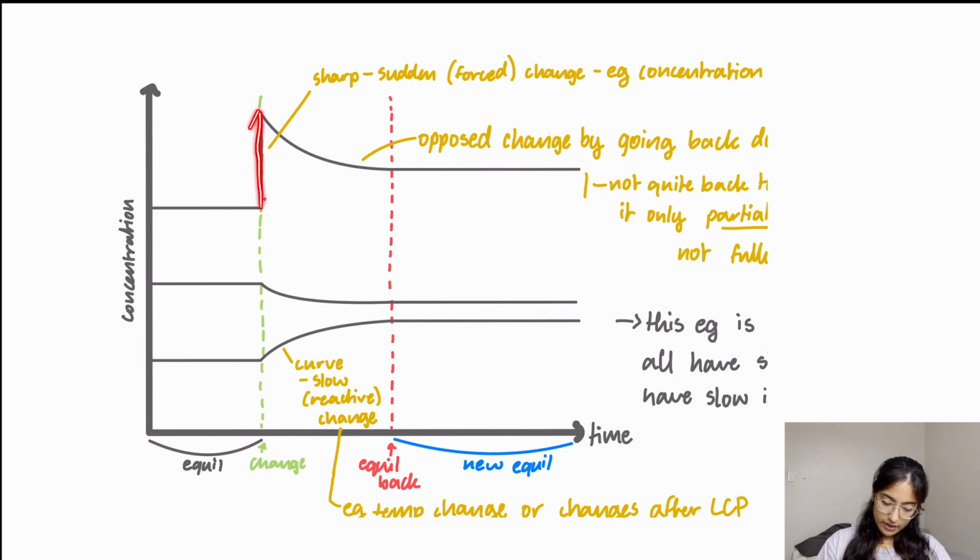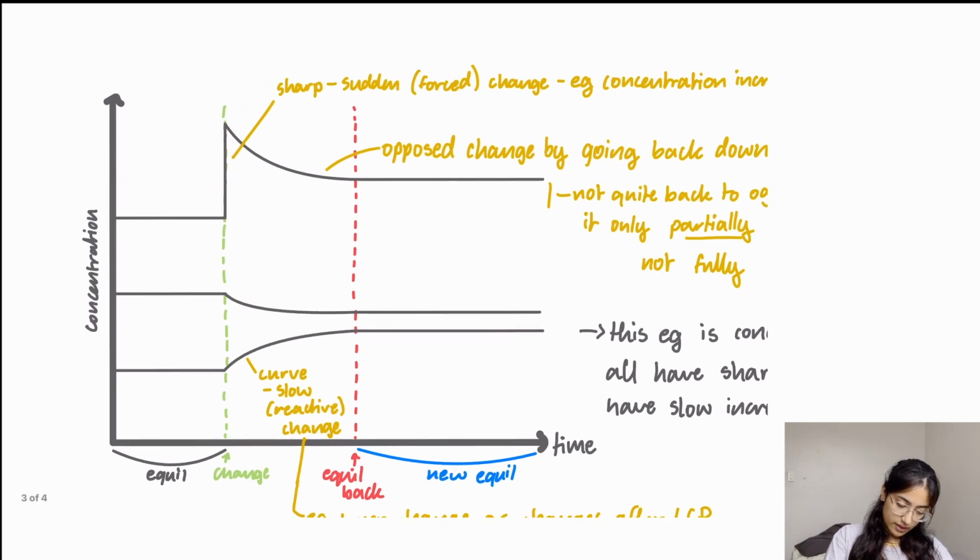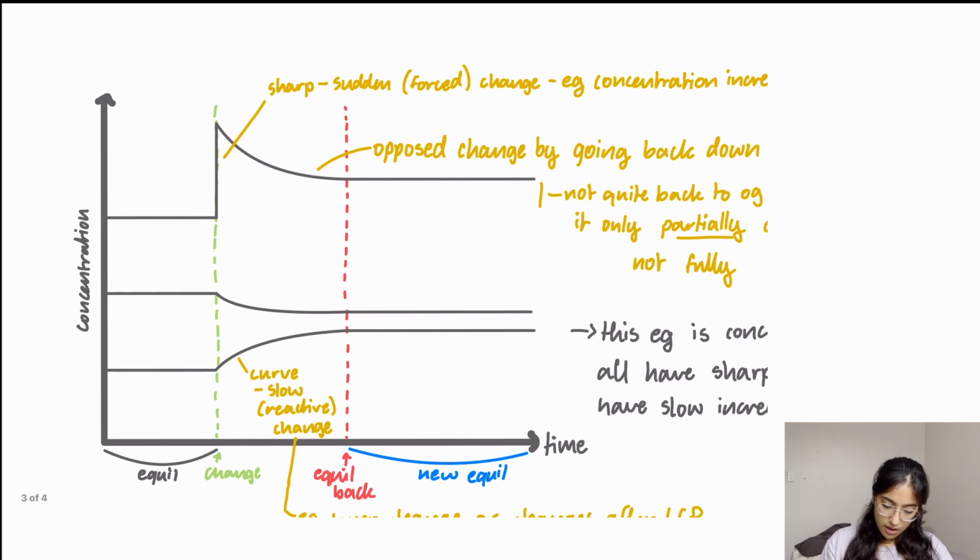Okay, so in this example, we have a sudden change for just one of them, which means that it's probably just an increase in concentration, so you've just added in more of this, whatever this molecule is. And what that causes, effectively, is now the system wants to decrease this back down because of Le Chatelier's principle, because it doesn't like change, no likey. And so, what it's going to do is it's going to have this reactive, slow curve reactive change that tries to decrease this particular thing down.